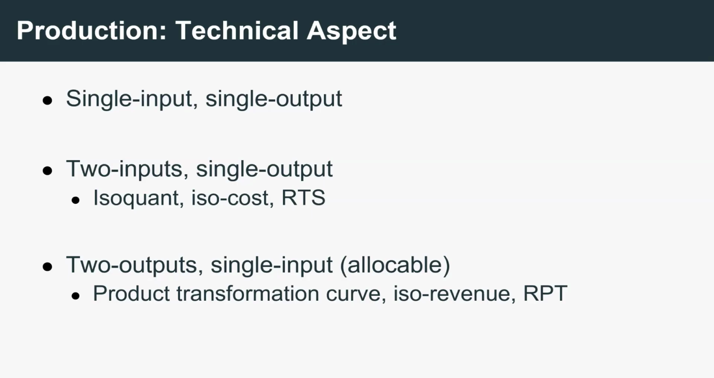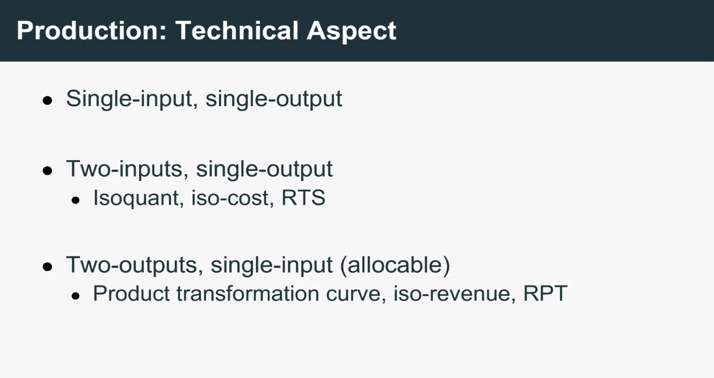Okay, let's have a summary of what we have covered so far in this course. We have covered mostly the technical aspect of production and the economic aspect of production. And for each of those, we talked about one input, one output, two inputs, one output, and then two outputs and single input.